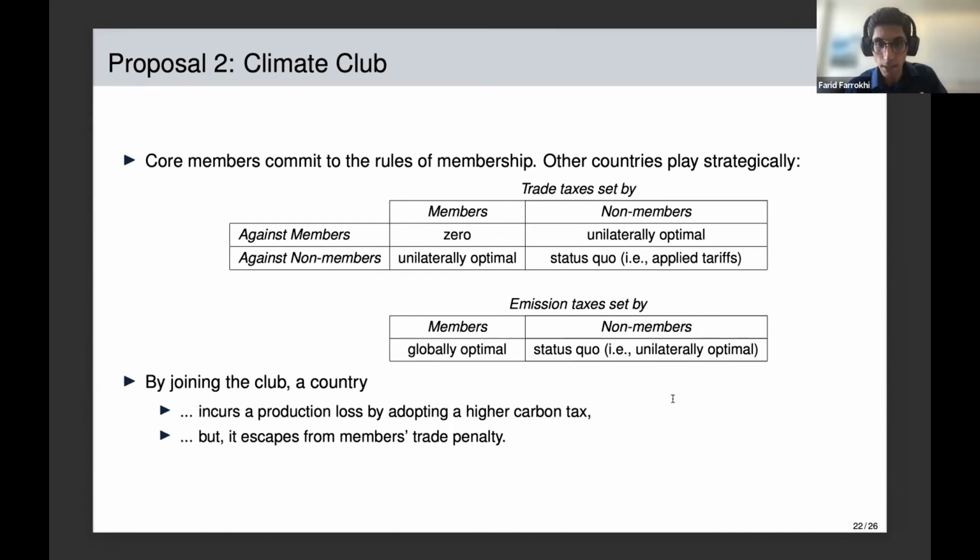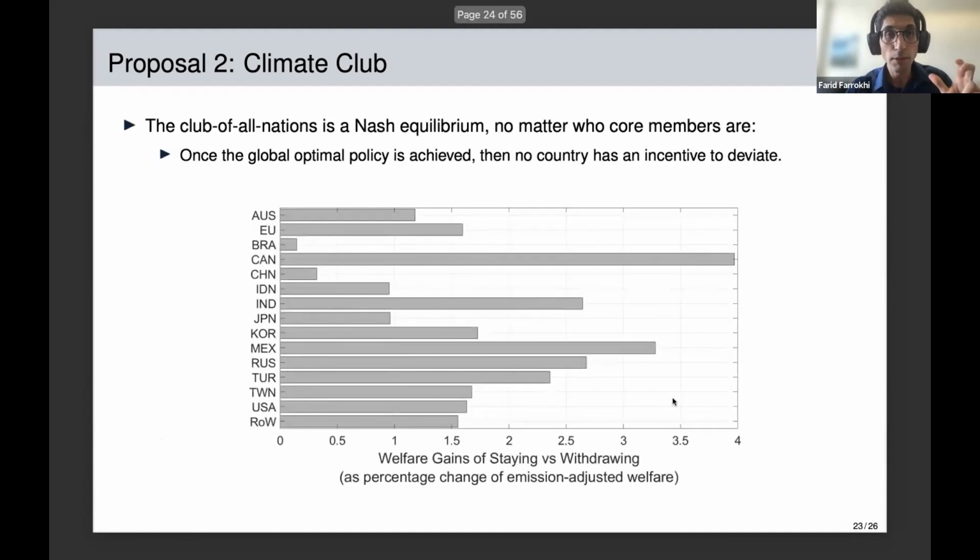Here, by joining the club, a country faces the following trade-off: it incurs a production loss by adopting a higher carbon tax, but it can escape from members' trade penalty. So what we find is that the Club of All Nations is a Nash equilibrium, no matter who the core members are. And this graph is showing that result, that once the global optimal policy is achieved, no country has an incentive to deviate. The graph shows for each country the welfare gains of staying in the club versus unilaterally withdrawing.